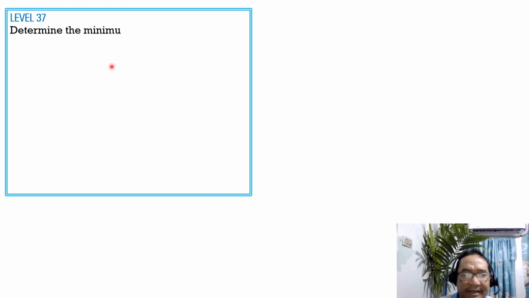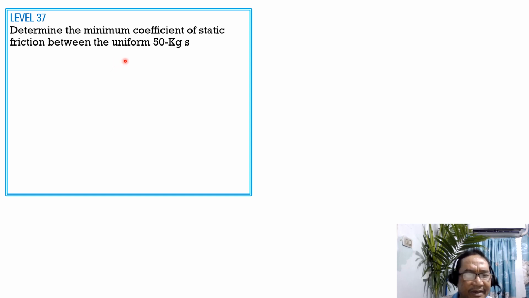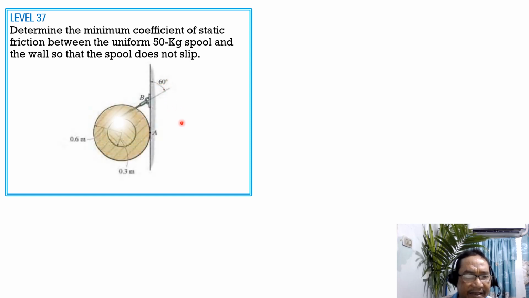Level 37, determine the minimum coefficient of static friction between the uniform 50 kilogram spool and the wall so that the spool does not slip. So here's the given figure. Let's have the weight applied for the solution. The weight is equal to 50 times 9.81.